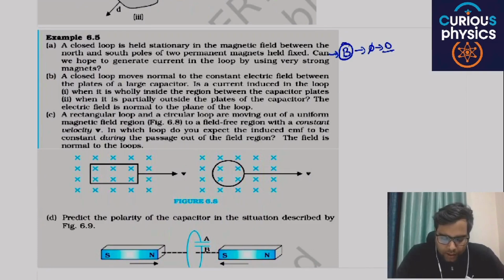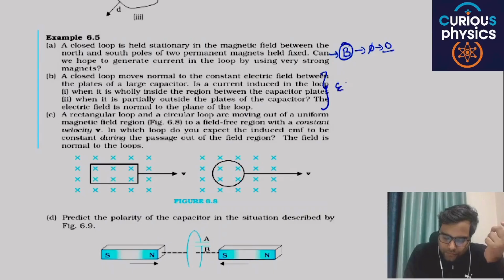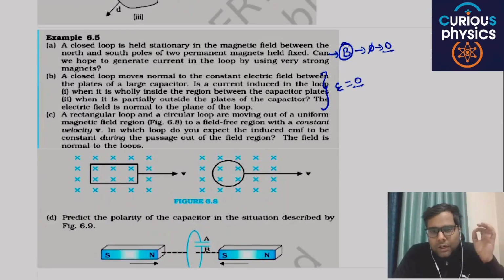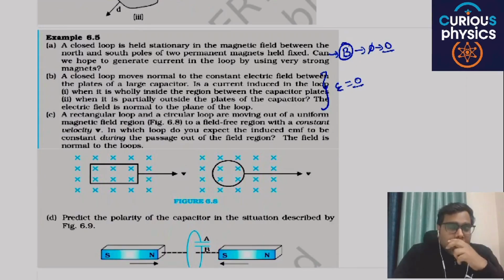In the second part, a closed loop moves normal to the constant electric field between the plates of a large capacitor. Is a current induced in the loop when it is only inside? Simple question. In both the cases, induced EMF will be zero, because induced EMF is produced by a change in magnetic field, not by a change in electric field. Are you able to understand my point?